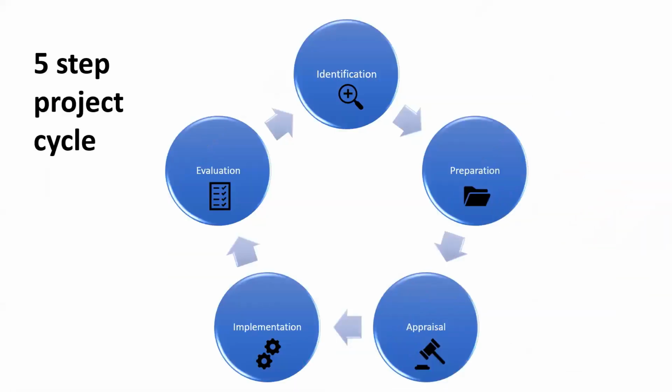So the first one is the 5-step project cycle. This is commonly used by different organizations and even individuals for various projects. And there are 5 pillars: identification, preparation, appraisal, project implementation, and evaluation.